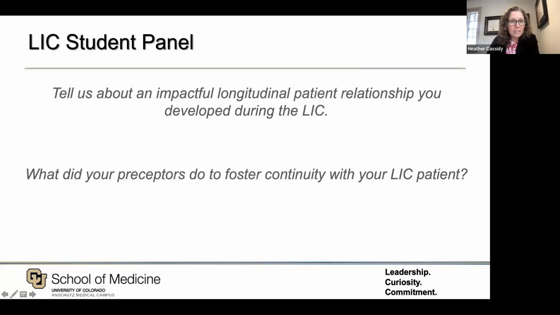We're going to pause and pivot now. In fact, I'm even going to take us out of the screen share. We have 3 students here who are at different stages of their training who've participated in LICs. And Dr. Frank is going to walk you through hearing their stories and thinking about the ways that their preceptors were helping them foster continuity with their LIC patients, because it does require some investment and action from both the student and the preceptor.